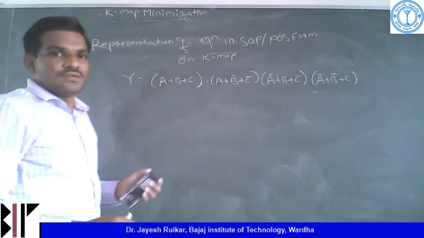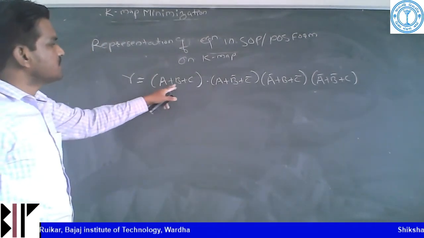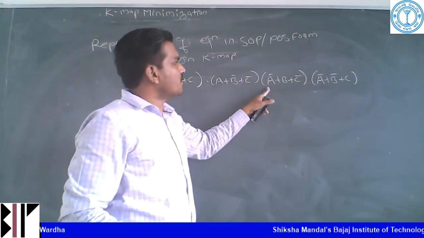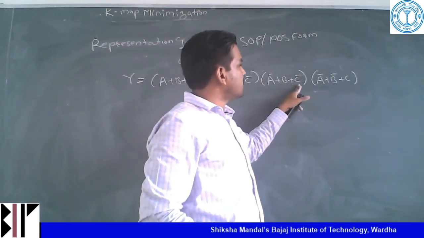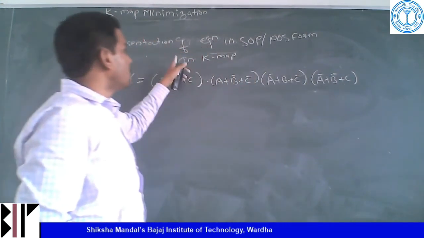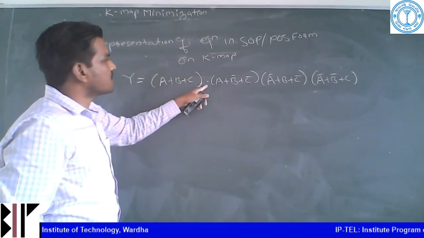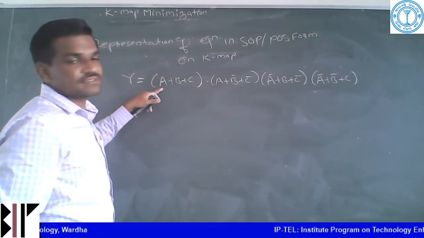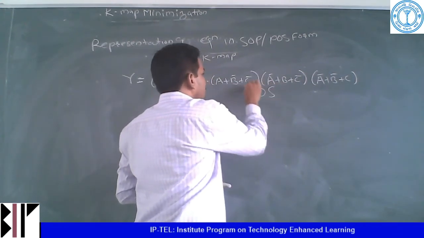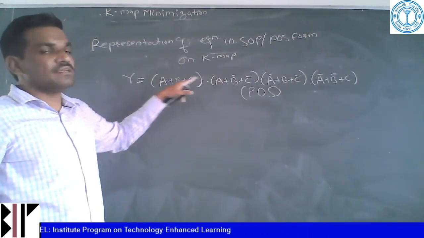Okay. So the next example is Y is equal to (A plus B plus C) dot (A plus B bar plus C bar) dot (A bar plus B plus C bar) dot (A bar plus B bar plus C), and this we have to represent onto KMap. Remember here the dot product is there and then some terms are there. That means this is in product of sum form.